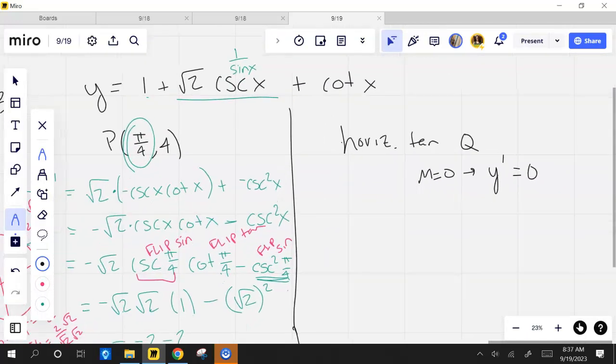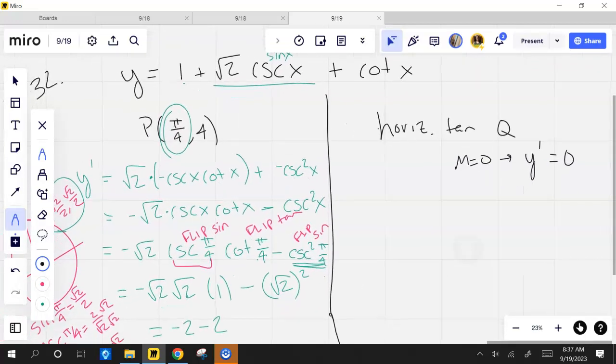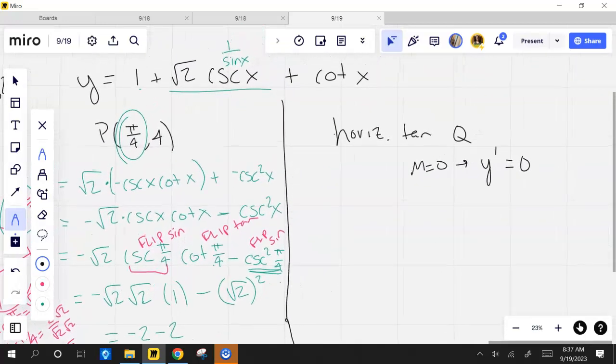I'm tracking. All right, let's set the derivative equal to 0. We already found the derivative. I'm not going to rework that. So I'm going to take this derivative and I'm going to set it equal to 0. Here's where it gets tough.